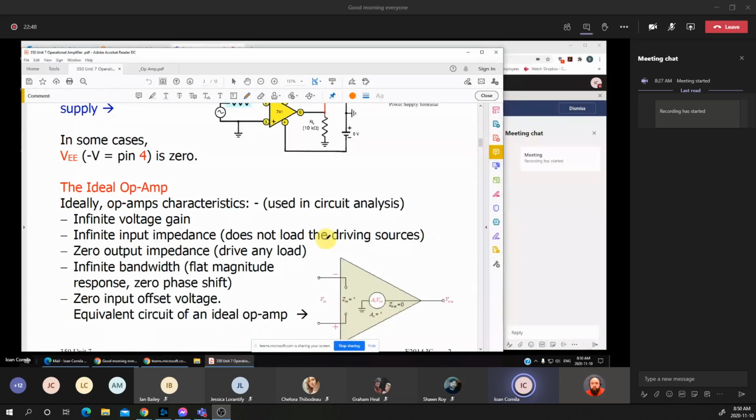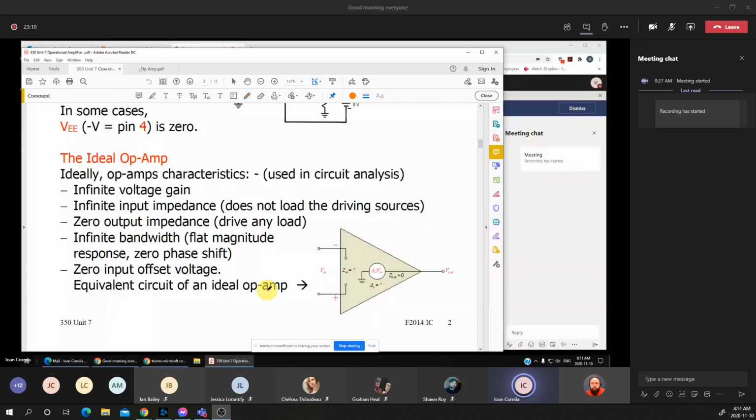Now, we'll have the same approach as we did with the other components. We'll talk about the ideal op amps, and those were the key points they had in mind when they designed a circuit. And after that, we'll switch to the real or practical op amp, which has some restrictions on these initial ideas for an ideal op amp.